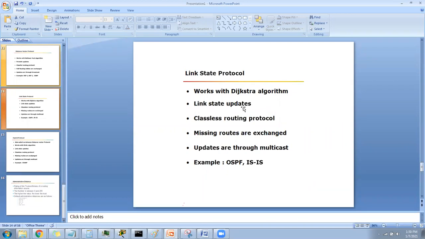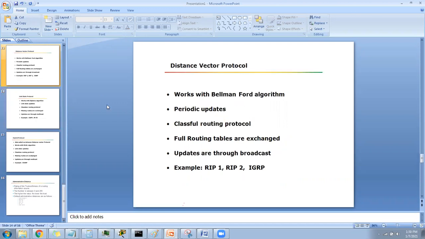Link state updates are quicker. It is not updating the entire routing table; it is just a link state update. If something goes down, it will update. It is a classless routing protocol, so it supports subnetting. And you know what? Only missing routes are exchanged. If you remember, in distance vector, the full routing table is exchanged.